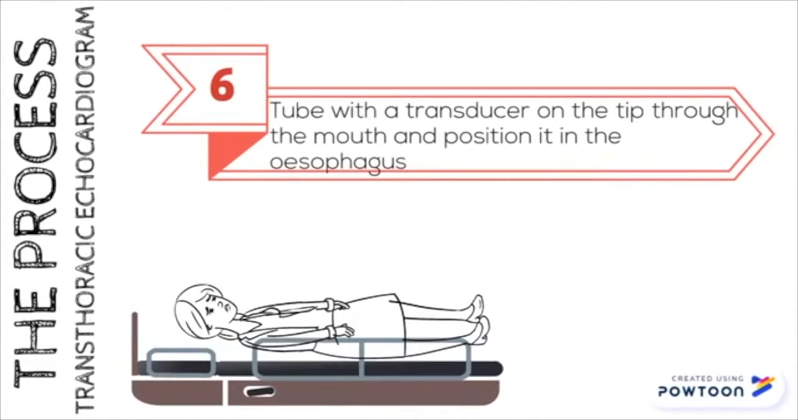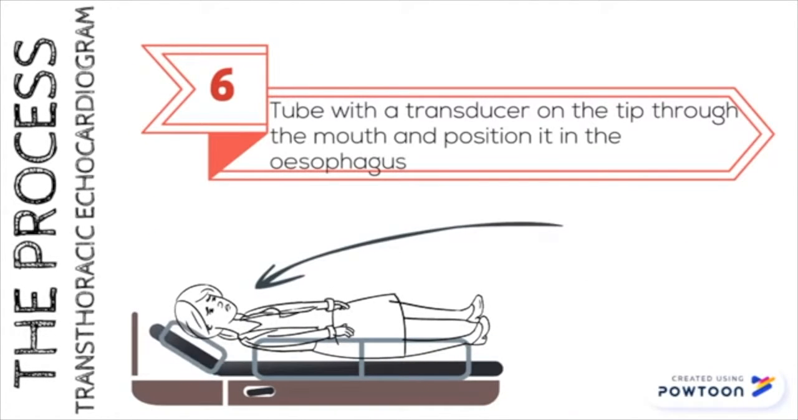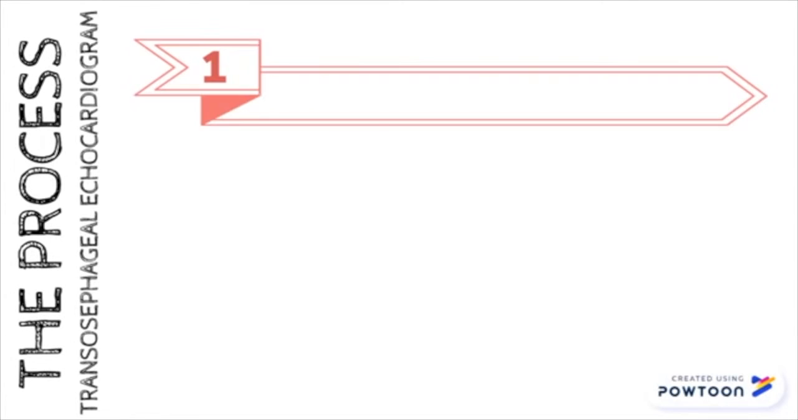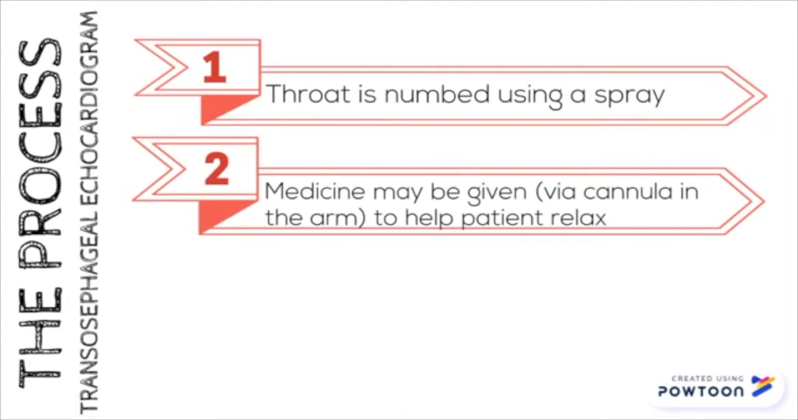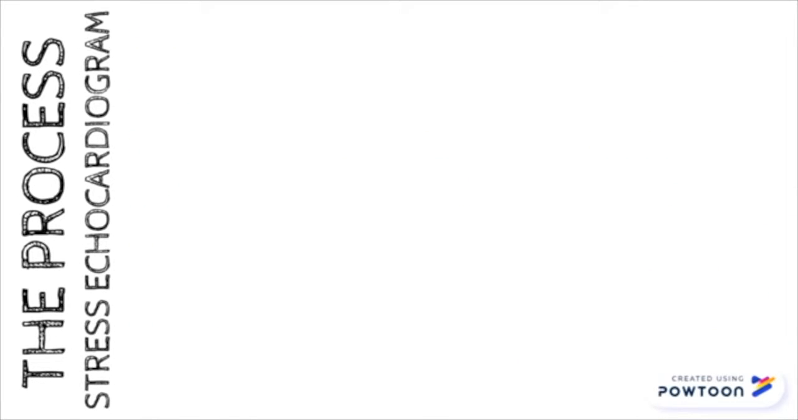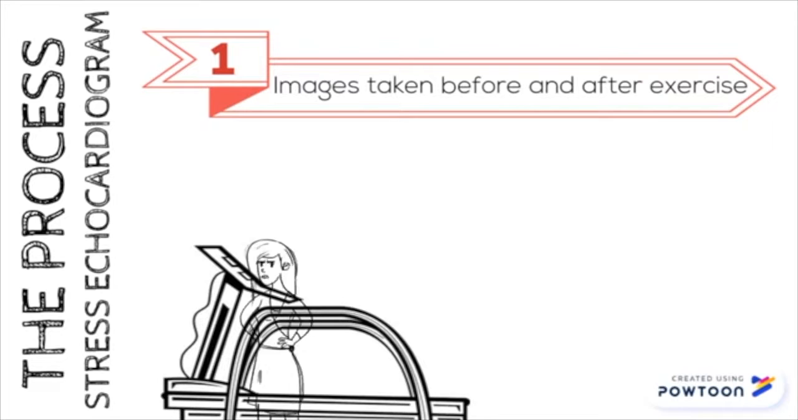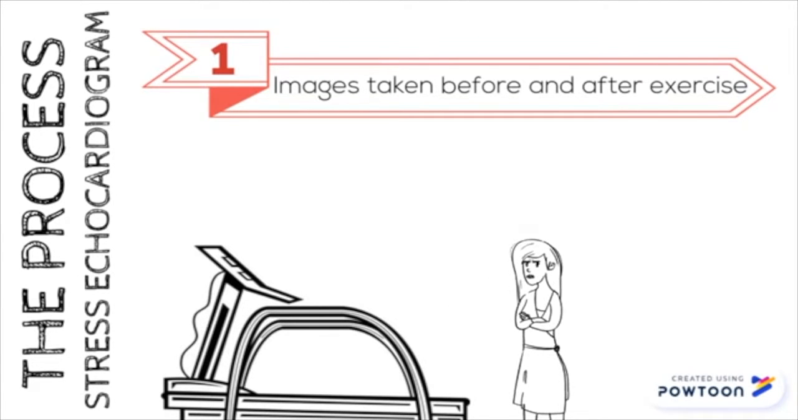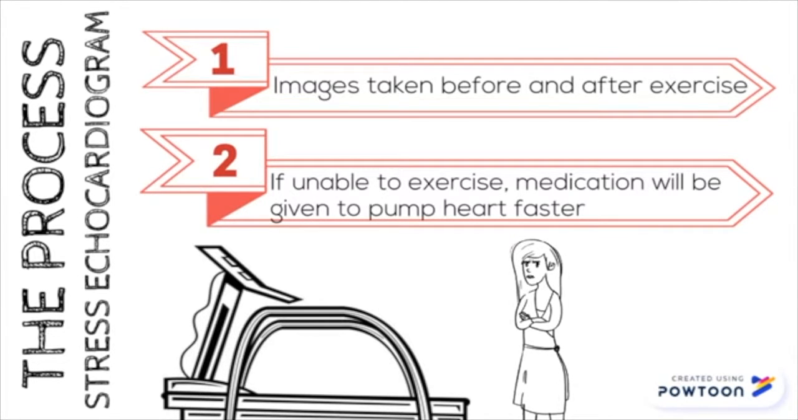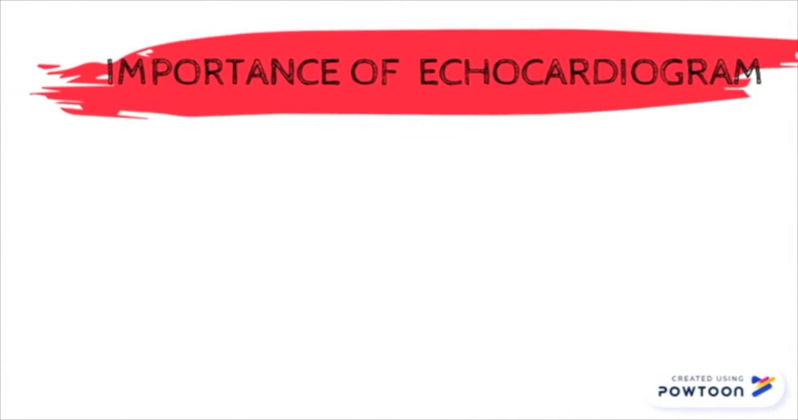And once the patient is sedated, the cardiologist will proceed to put a tube with the transducer on the tip through the mouth and position it in the esophagus at a level near the heart. For a transesophageal echo, the throat is numbed using a spray. Medicine may be given via cannula in the arm to help the patient relax. A flexible tube with a transducer is passed down the throat and into the esophagus. For a stress echo, images are taken before and after exercise while electrodes are attached. However, if the patient is unable to exercise, an injection of a medication will be given to pump the heart harder.